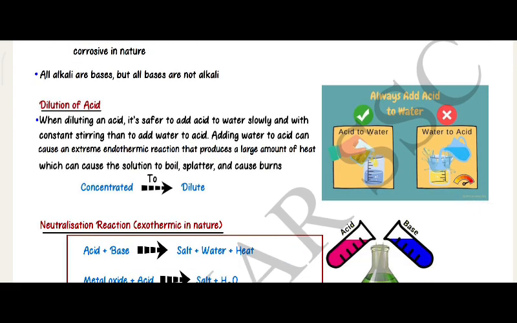Dilution of acid. When diluting an acid, it's safer to add acid to water slowly and with constant stirring than to add water to acid. Adding water to acid can cause an extreme exothermic reaction that produces a large amount of heat, which can cause the solution to boil, splatter, and cause burns. Concentrated to dilute: always add acid to water, and not water to acid.